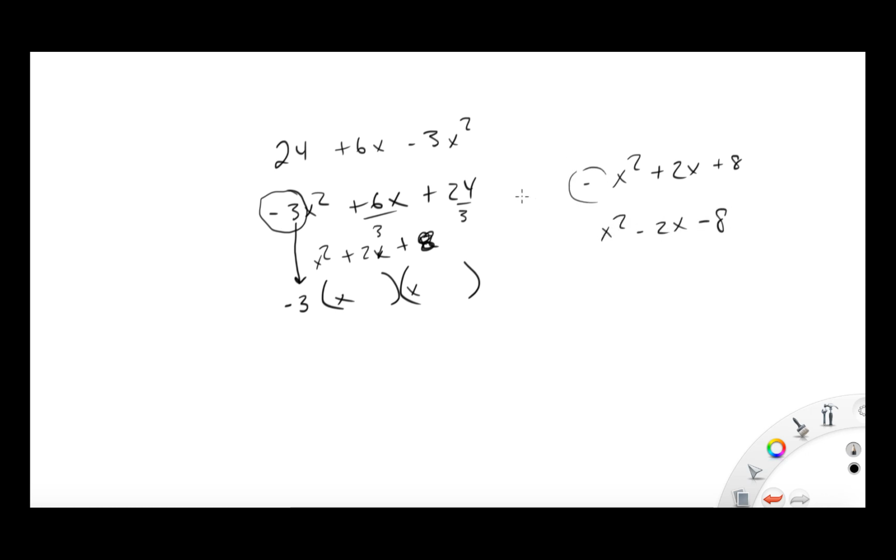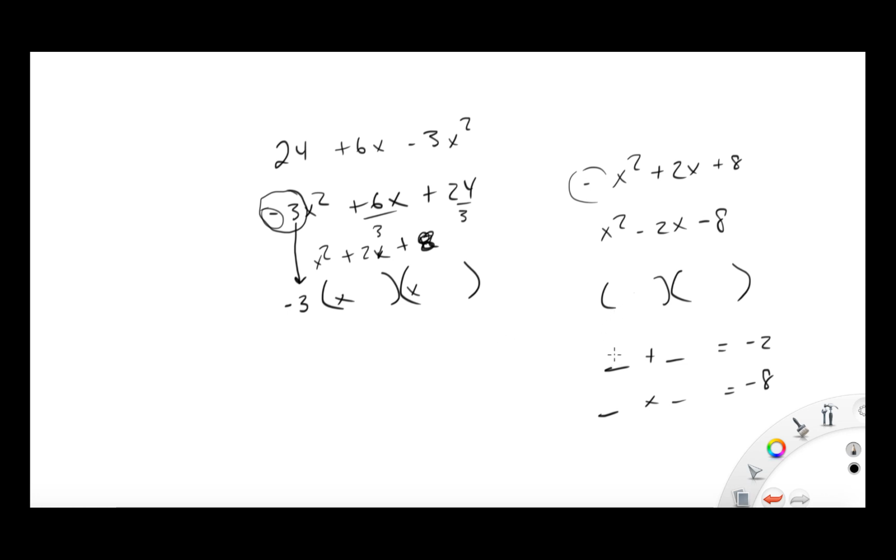Again, we can't have this negative out here on the outside. Okay, so now we go back to our parentheses. Something plus something equals a negative 2. Something times something equals a negative 8. What are those two numbers?